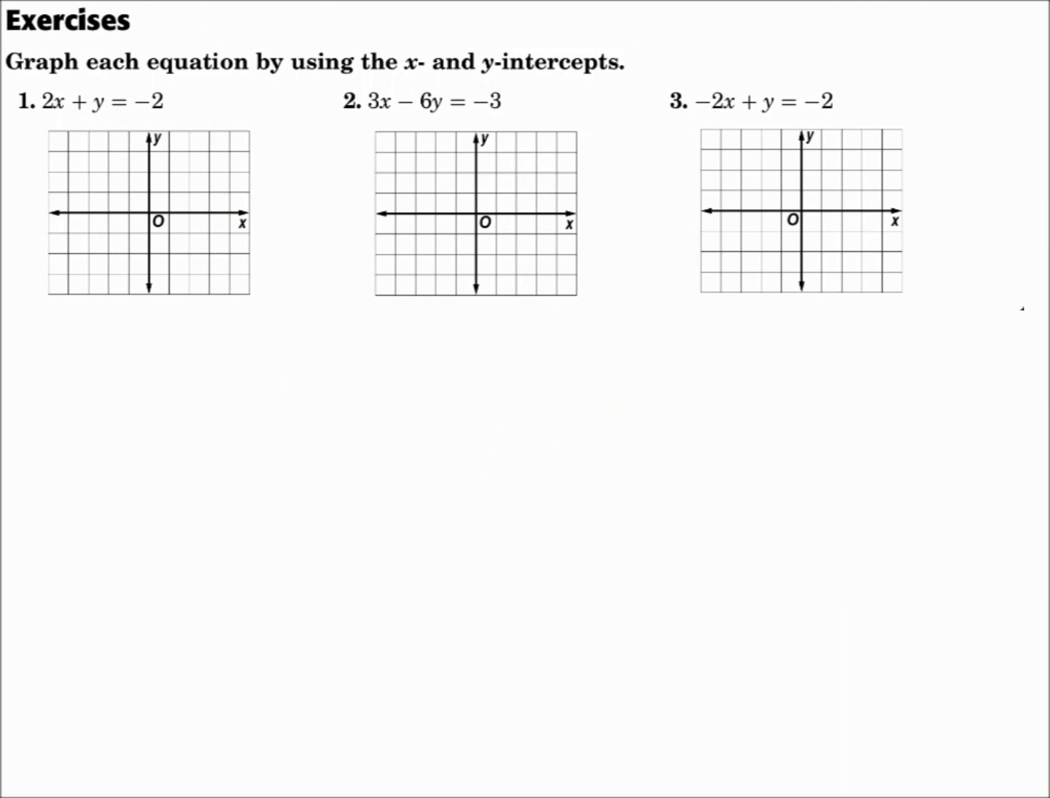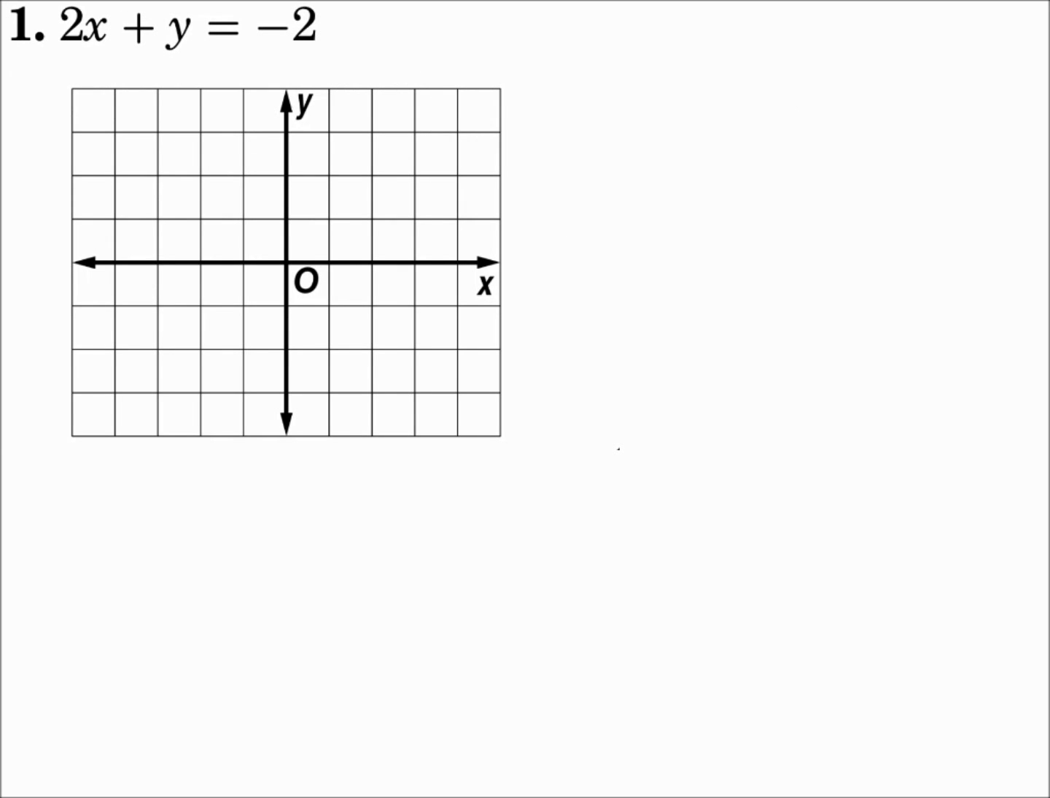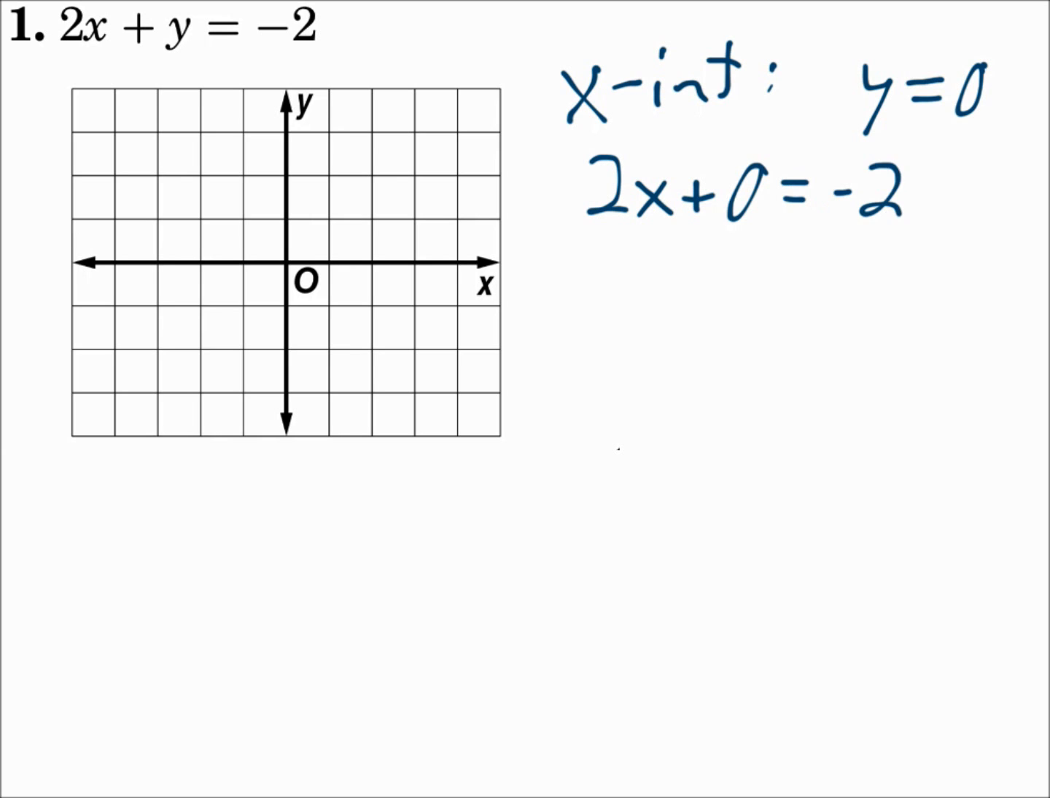Graph each equation by using the x and y intercepts. Number 1. 2x plus y equals -2. Well, for the x-intercept, remember it says to make y equal 0 and solve for x. So 2x plus not y, but a 0, and that equals -2. Now solve for x. 2x plus 0 is just 2x. That's 2 times x, so do the opposite and divide by 2.